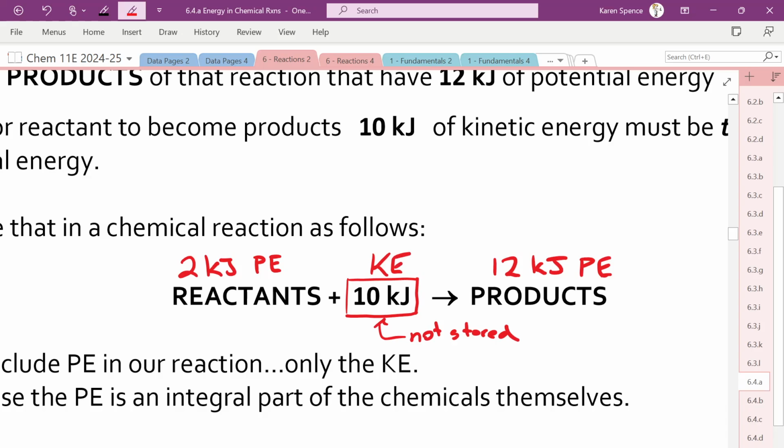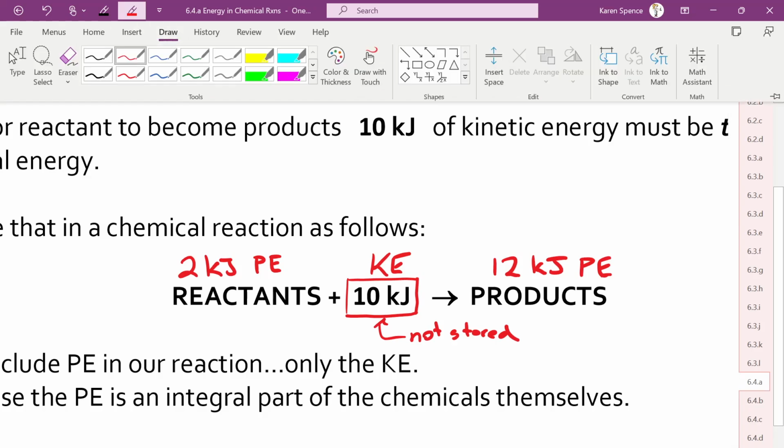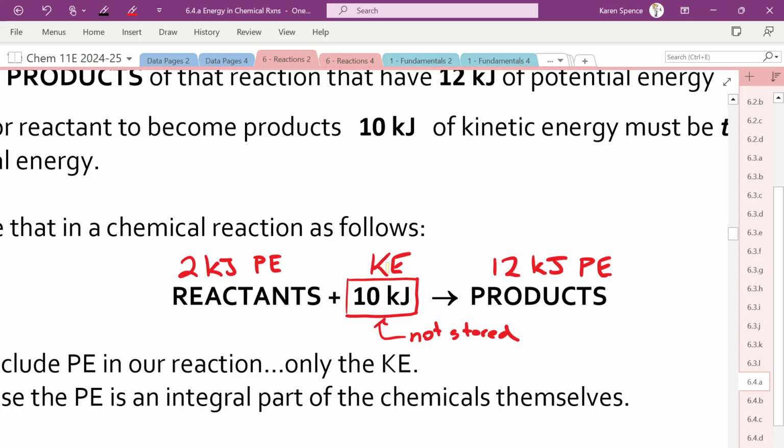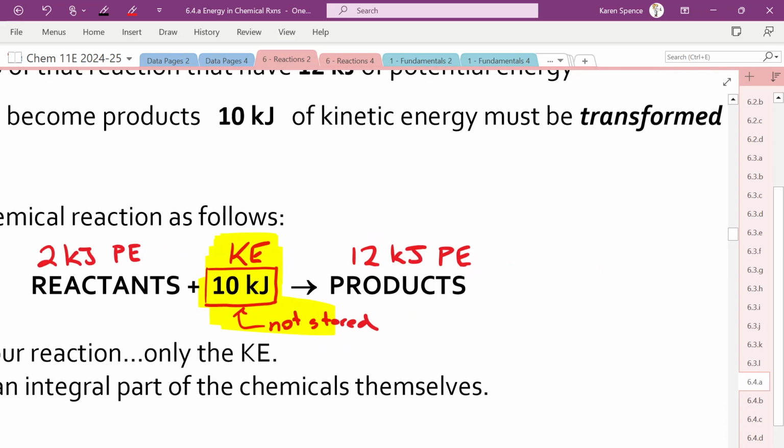Yes? So what is happening to that kinetic energy as we move from reactants to products? As reactants are transformed into products, what is happening to the kinetic energy? It transforms into potential energy.